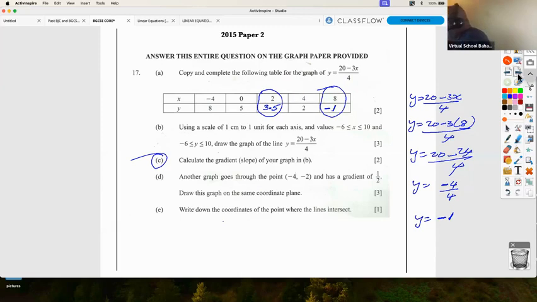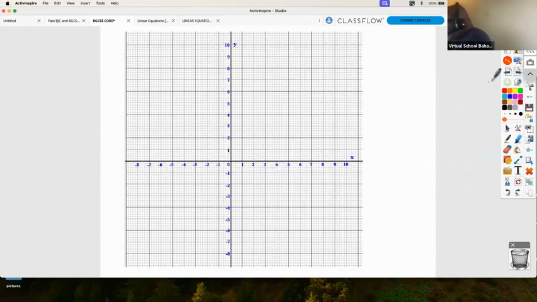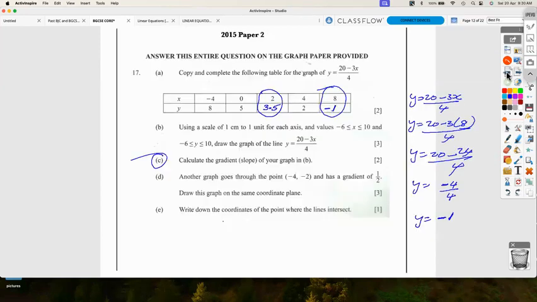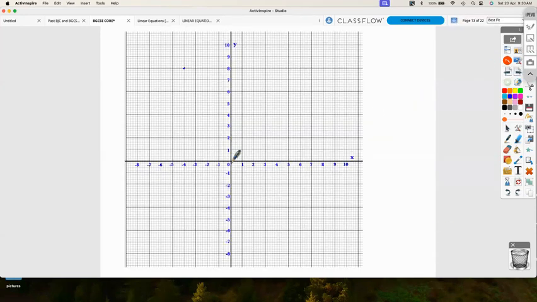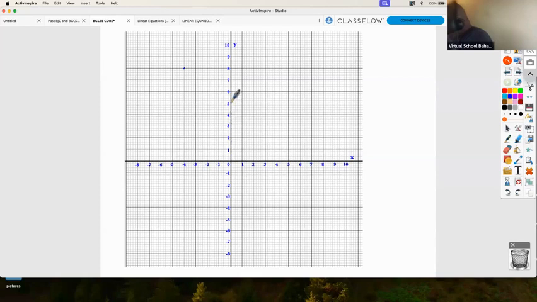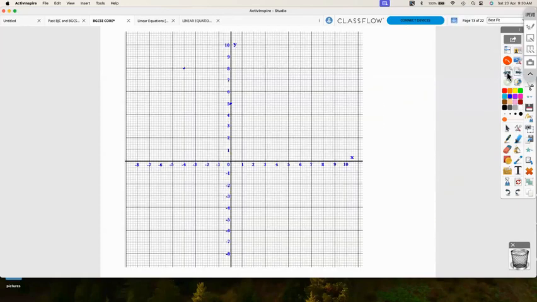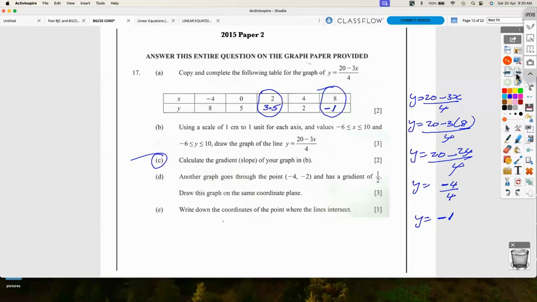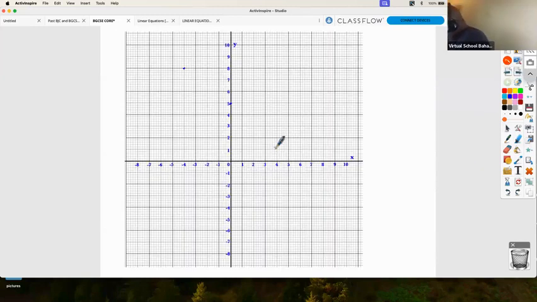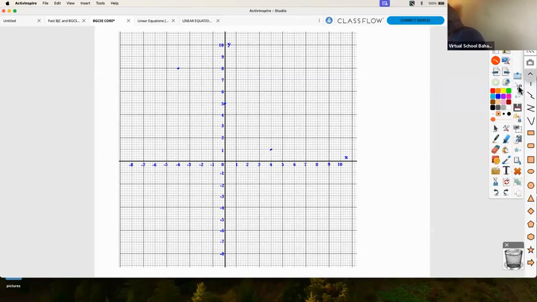So let me go on my graph paper. -4, 8. So -4, 8 would be one of the points. What was the next one? 0, 5. So 0, and I go up 5. And the next one that we know there, 4, 2. So 4, 2. So now you take your ruler and your pencil.